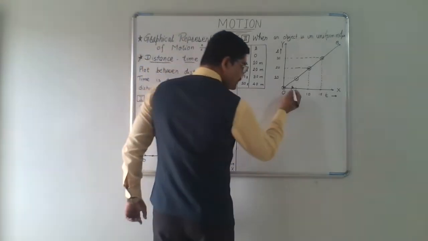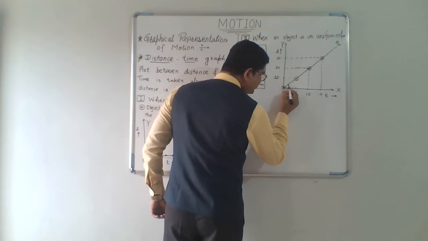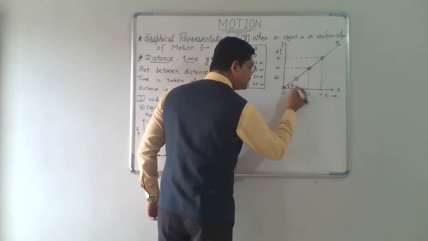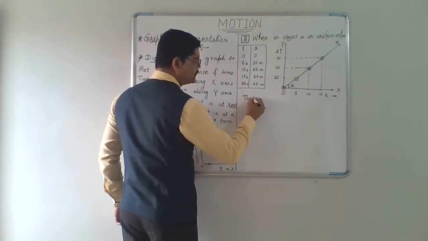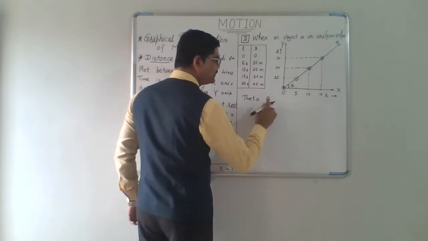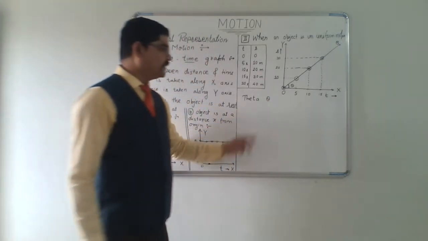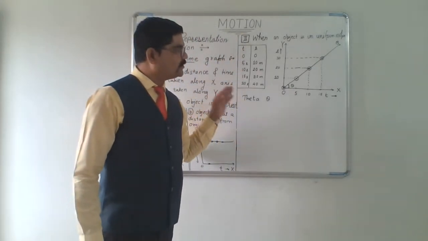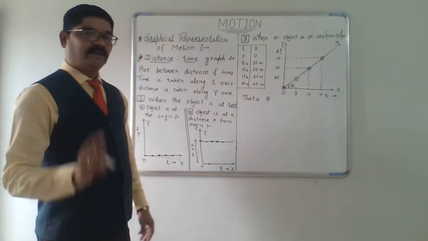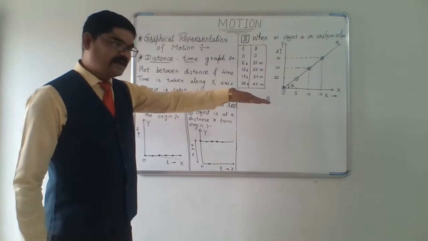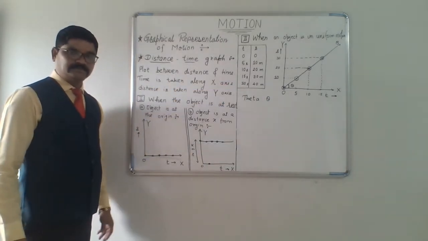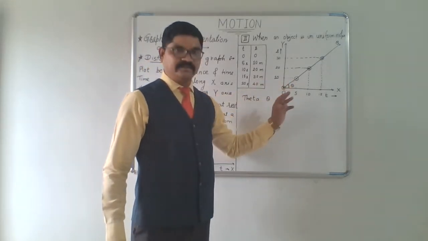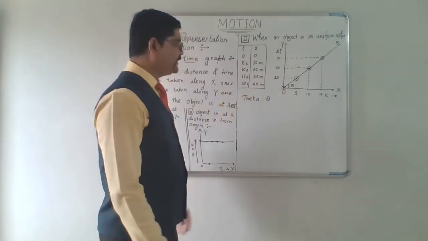Here, the angle made by this graph, line OB, with the x-axis can be written as theta. It is a Greek letter generally used to measure angles. So this is the angle made by the line OB with the x-axis. In earlier cases, the line was parallel, so the angle theta was 0. Now, the angle is non-zero. The line is slightly tilted with the x-axis.